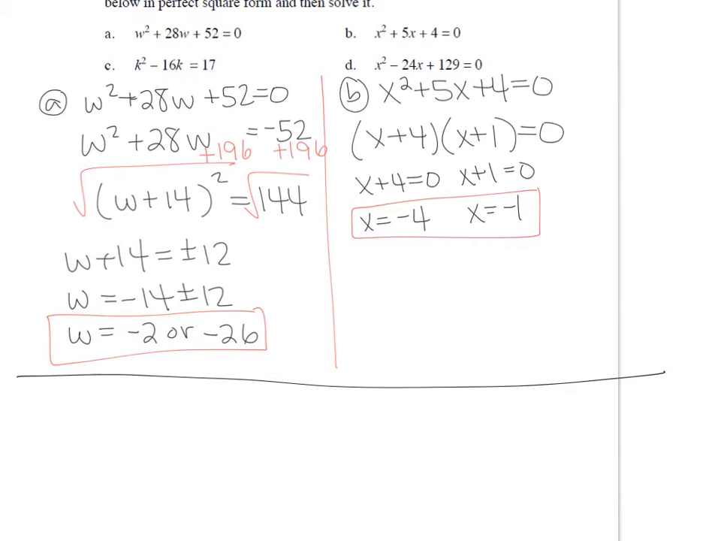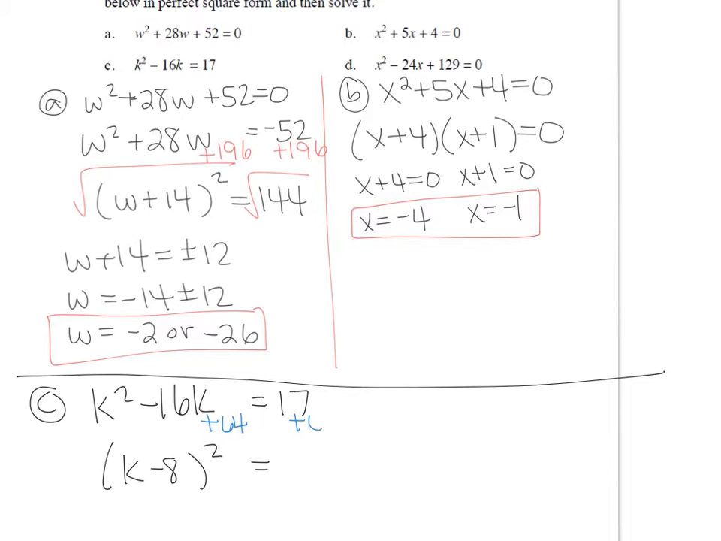Part C, k squared minus 16k equals 17. All right, this one's already set up nicely for me. I don't have to add or subtract anything before I get going. So I'm going to put my perfect square dimensions in. So this is going to be negative 8. And then what do I have to add to both sides? It'll be negative 8 times negative 8, or negative 8 squared. So it's going to be 64 that we add to both sides. That ends up being 81.